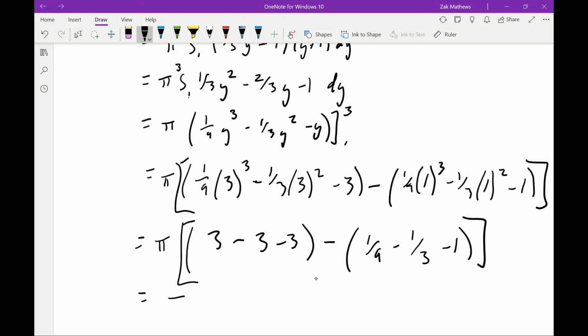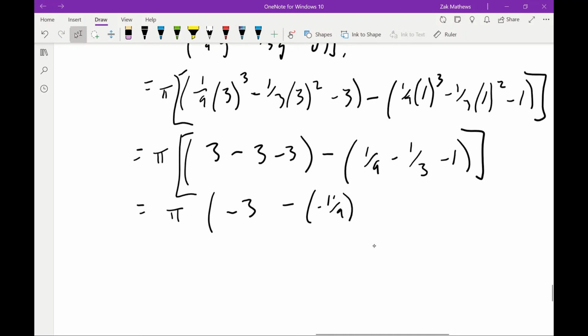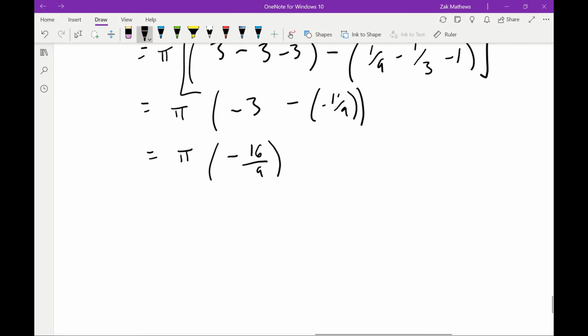So the front term is just cleaning up to be a negative 3, minus 1/9 minus 3/9 minus 9/9. And so this would be 3 and 9 would be 12/9. This would be a negative 11/9. So we need all ninths here. So 3 is 27/9. 27/9 plus 11/9 would be a negative 16/9. And so we would get the integral negative 16 pi over 9.